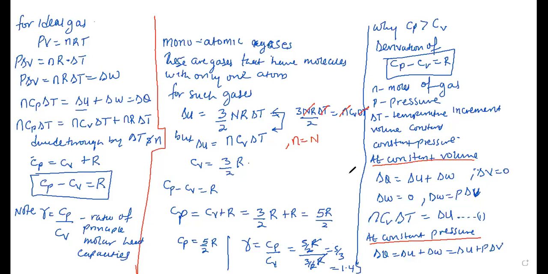Gamma is 1.4? No, it's not 1.4. This gives me what? 1.667. Gamma is 1.67. So in case you are substituting for gamma ahead, as we shall see, gamma will be coming in as 1.667 for a monatomic gas.